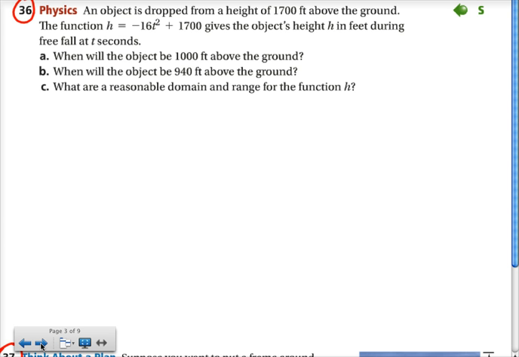Then, the next one I thought would probably be 36. And 36 is going to be another one where you may have to mess around with the window a little bit if you're going to do this with the graphing calculator. So 36, part A, it says, when is the object going to be 1,000 feet above the ground?